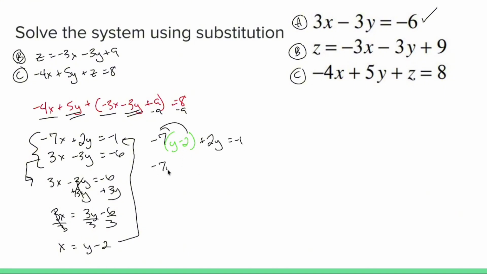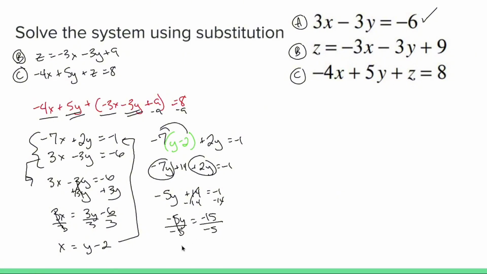Distribute: negative 7y plus 14 plus 2y equals negative 1. Combine like terms: negative 5y plus 14 equals negative 1. Subtract 14 from both sides. That gets us negative 5y equals negative 15. Divide by negative 5, y equals 3. Now, I know that x equals y minus 2, and if I just found out that y equals 3, that means x equals 3 minus 2, which last time I checked is 1.